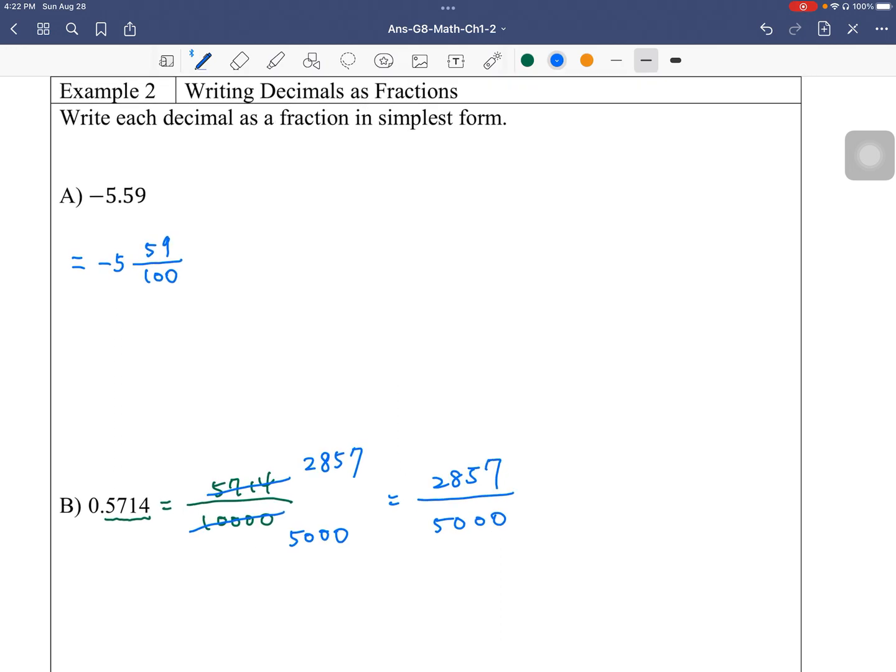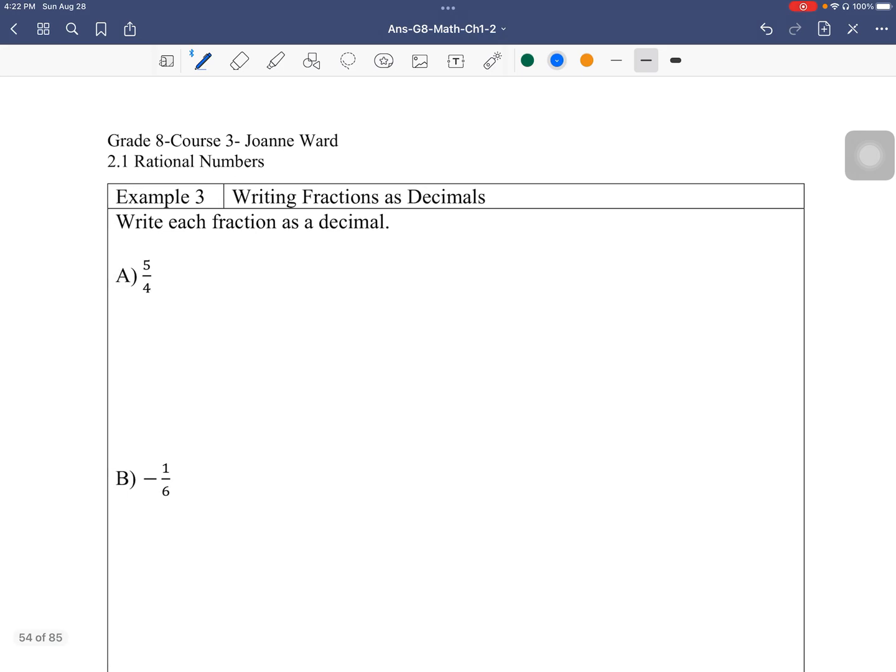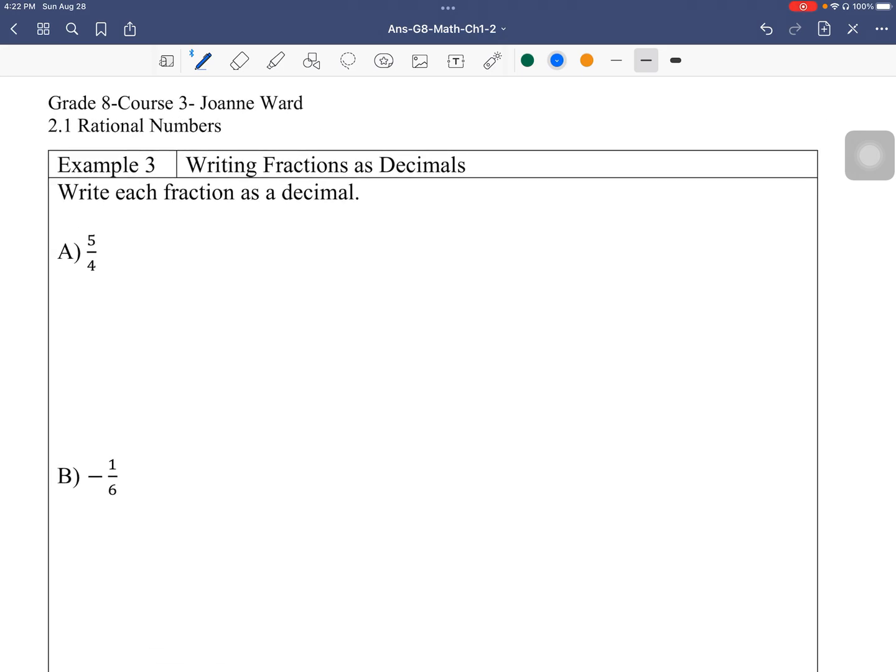To write a fraction as a decimal, we divide the numerator by the denominator. So to write each fraction as a decimal, we want to do 5 divided by 4. So 4 into 5, I give you 1, then 2 times 4 is 8, 20, this is 5. So the answer here is 1.25.